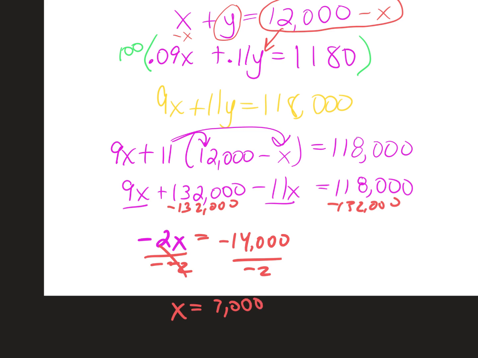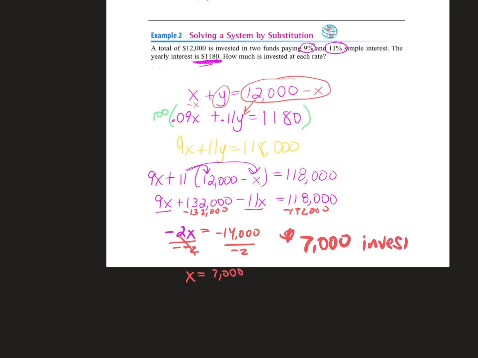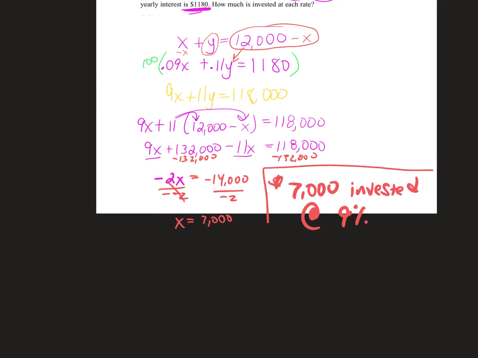Now, I don't want this as an ordered pair. I have a word problem, so I want you to use your words. What does that mean, x equals 7,000? What does that mean? How much money was invested at what percentage? So you have $7,000 was invested at 9%. Okay, that's one part of your answer.